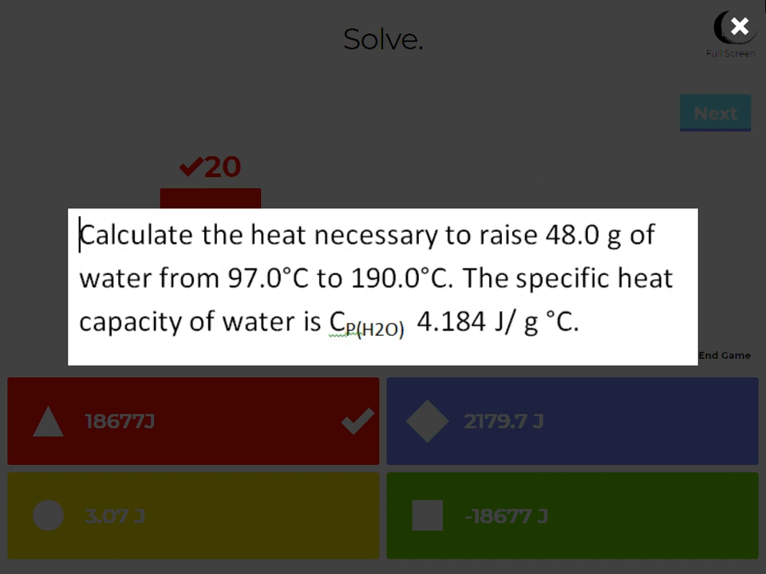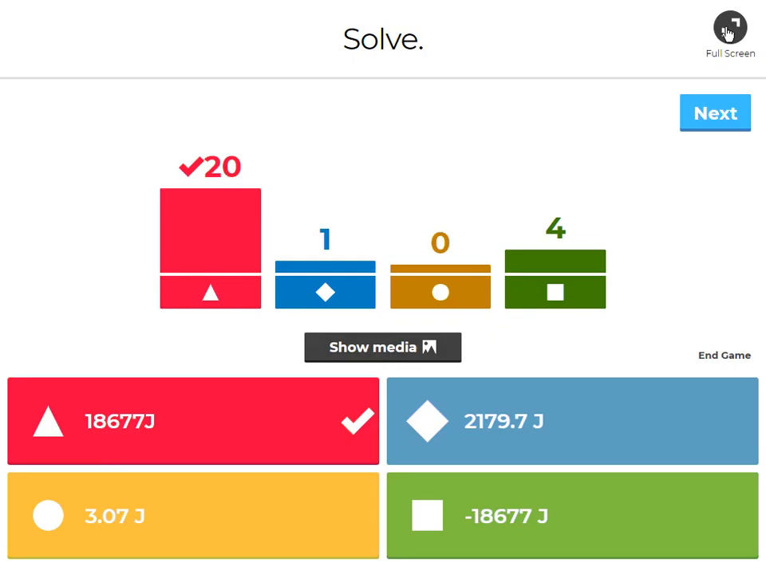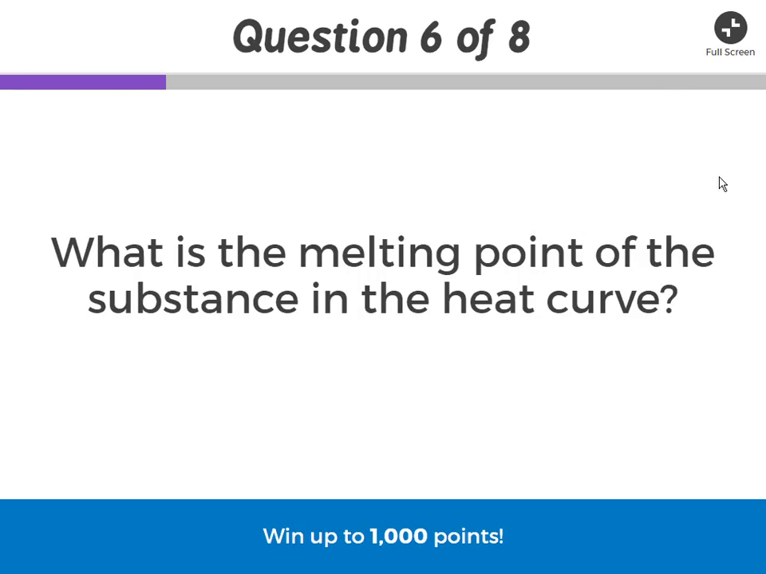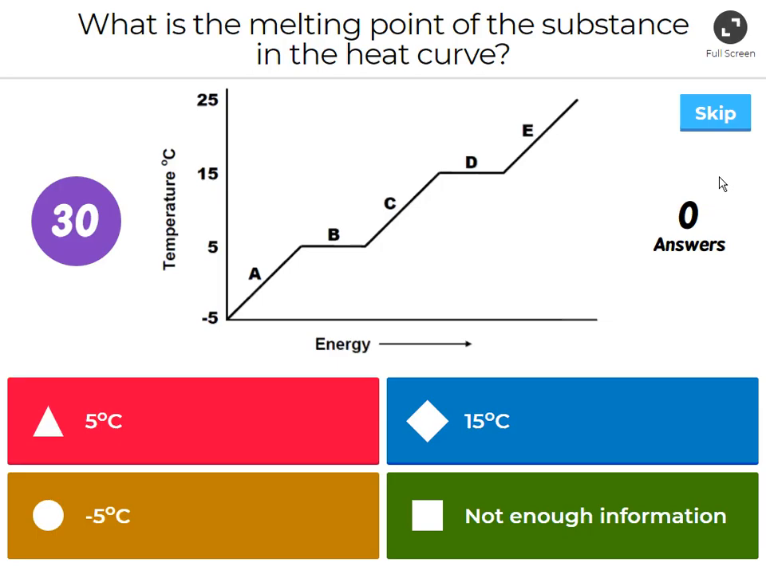Okay, so the correct answer was not that question. I didn't put it because I knew you guys were going to get it. It may have been. Okay. What is the melting point of the substance on this heat curve?